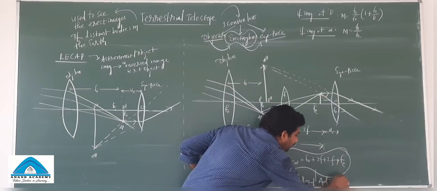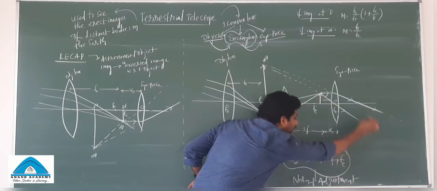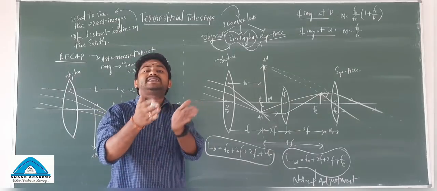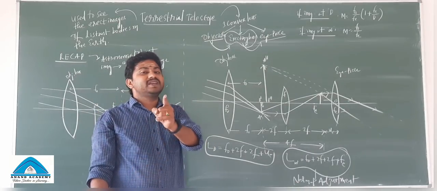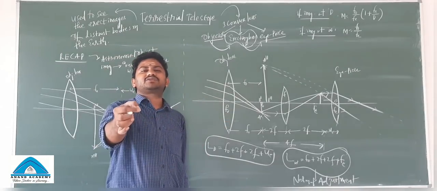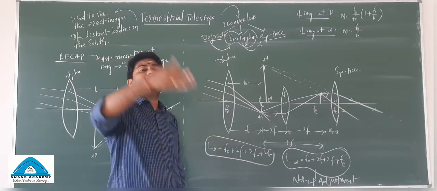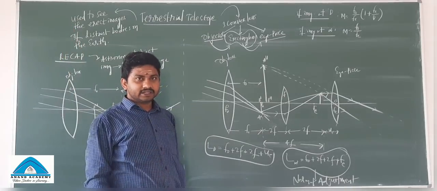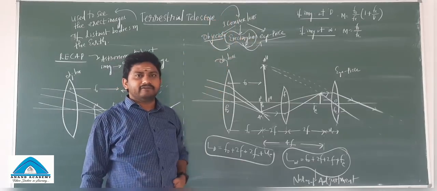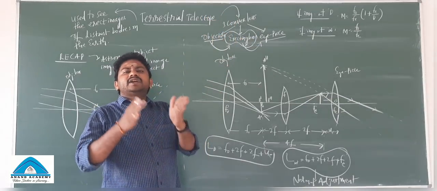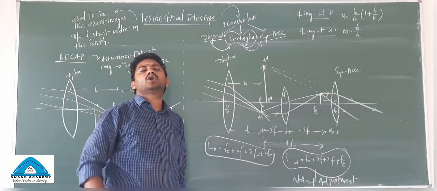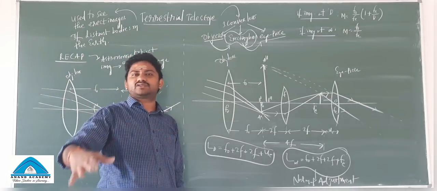I hope you remember, in the case of the astronomical telescope, we had discussed the normal adjustment. Normal adjustment means the image is formed at infinity. In all the telescopes, the normal adjustment definitely means the image is forming at infinity. So let's talk about the magnifying power. Magnifying power in this case is exactly similar to the astronomical telescope, same as the astronomical telescope.